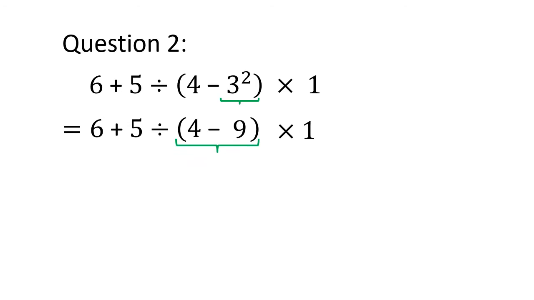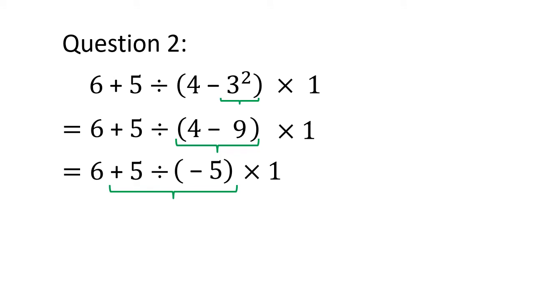6 plus 5 and the division sign stays the same, and 4 minus 9 is equal to negative 5, and times 1 is still here. Now we have a division and a multiplication. We need to do them from the left, so we calculate positive 5 divided by bracket negative 5. 6 stays the same. And positive 5 divided by bracket negative 5 is equal to negative 1.